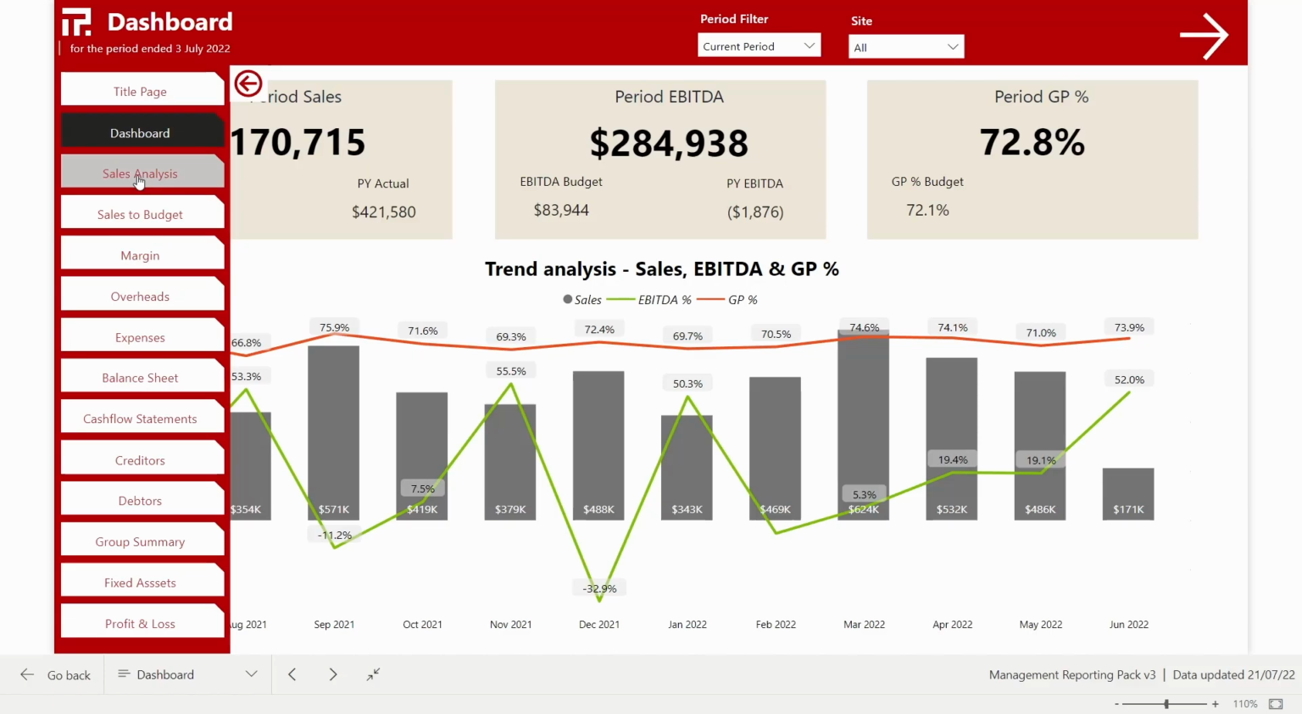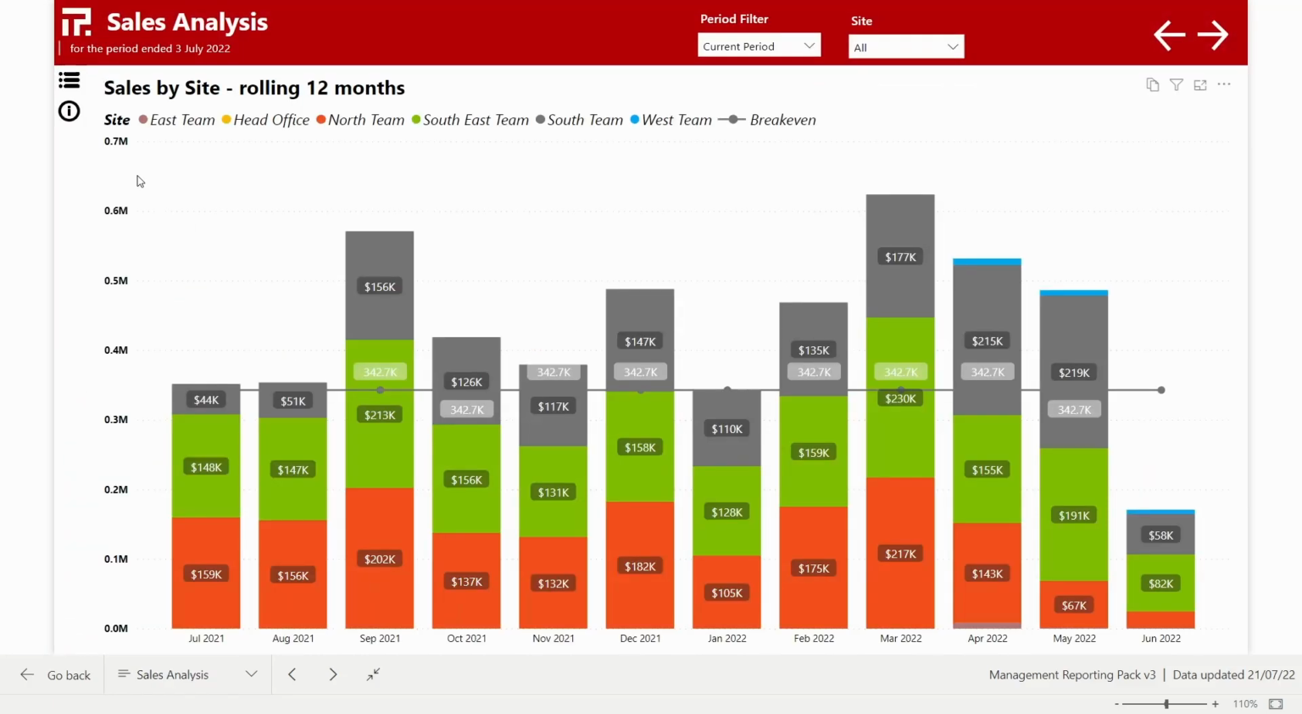So for instance, let's go and have a look at sales analysis. So sales analysis here, as we said, this is using tracking categories around different teams. So what we're having a look at here is sales by site. And what we've got populated against there is a rolling 12-month average break-even point.